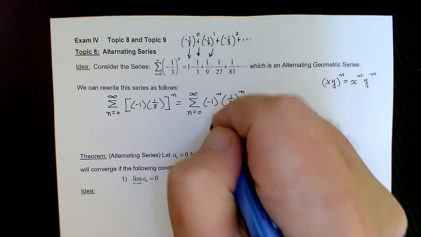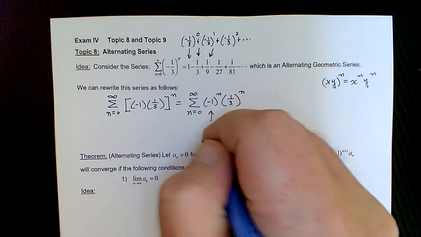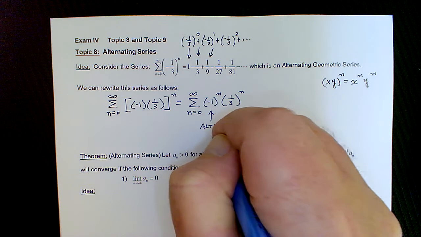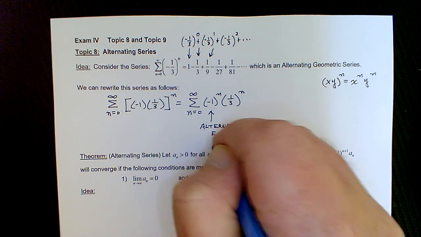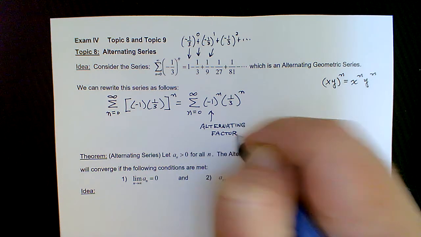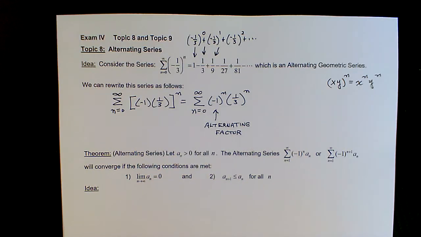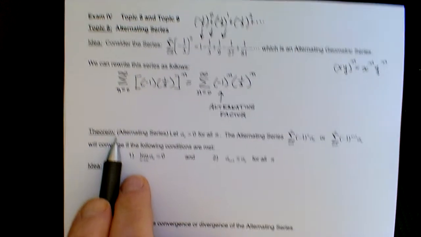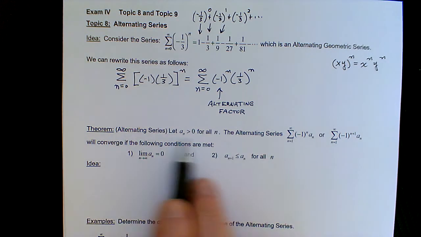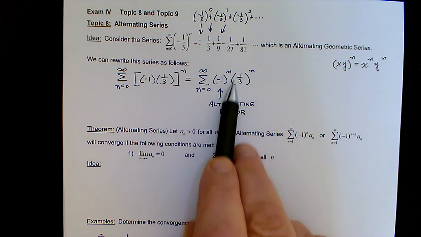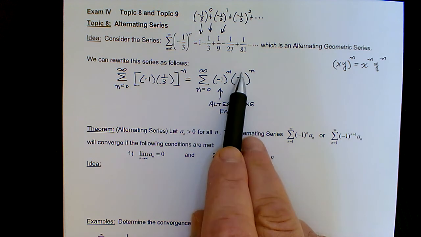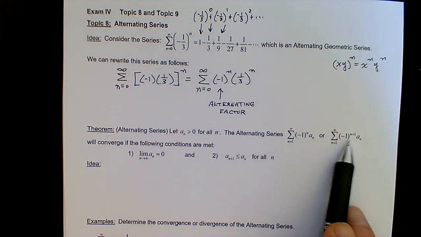So the point being that this factor of negative 1 to the nth is what I like to call the alternating factor. So that's basically what's causing the terms of the series to alternate sign. So we have a theorem regarding convergence or divergence of this type of series that contains an alternating factor. First off, we say let a sub n be greater than 0, and that just is telling us that this portion is always going to be positive. The negative 1 to the nth, notice, is in the formulas here.